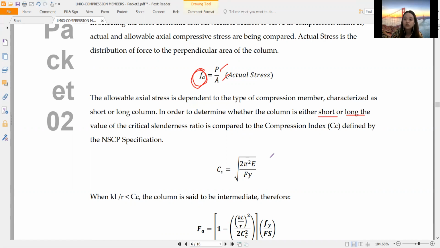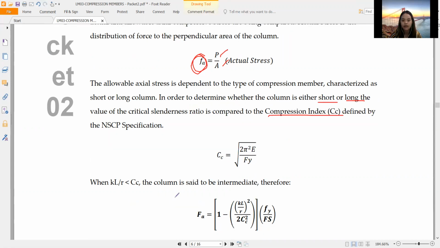Okay, for us to characterize whether your column is short or long, we have the so-called compression index, CC, which is solved as the square root of 2 pi squared E over Fy. Okay, this is not intermediate. This is supposed to be short columns. If your slenderness ratio of K multiplied by L over R is smaller or less than your compression index, your column is said to be a short column.